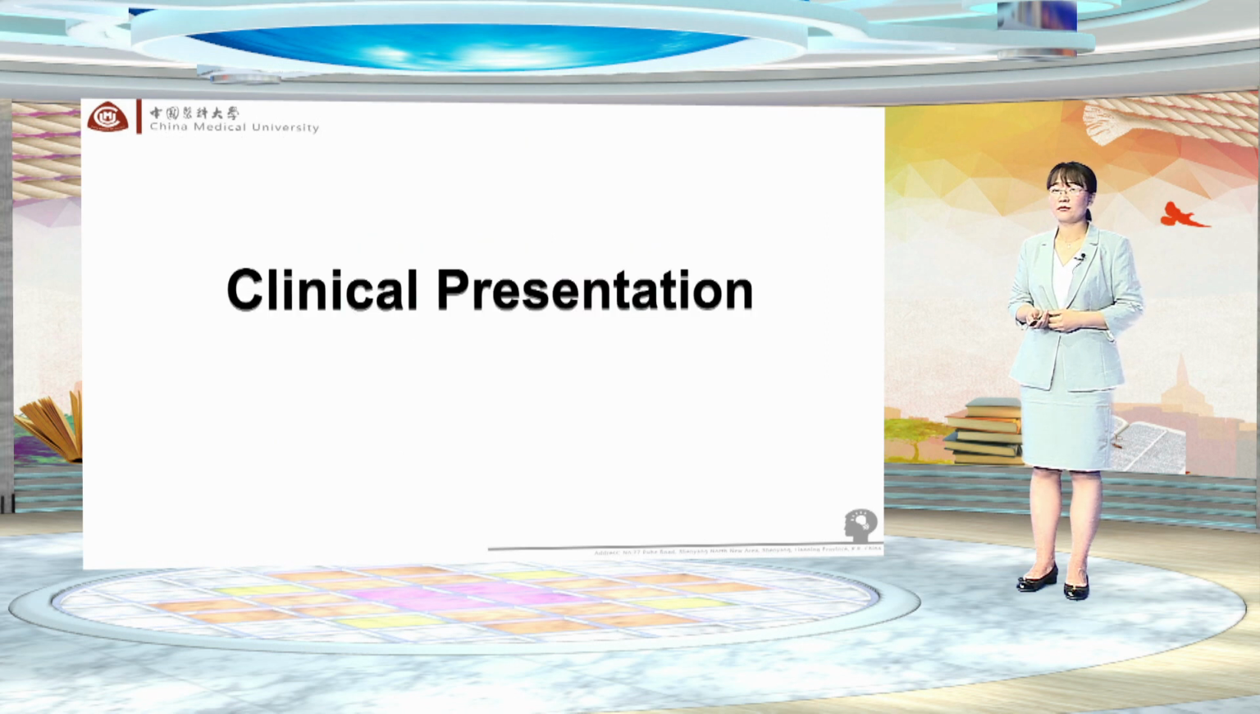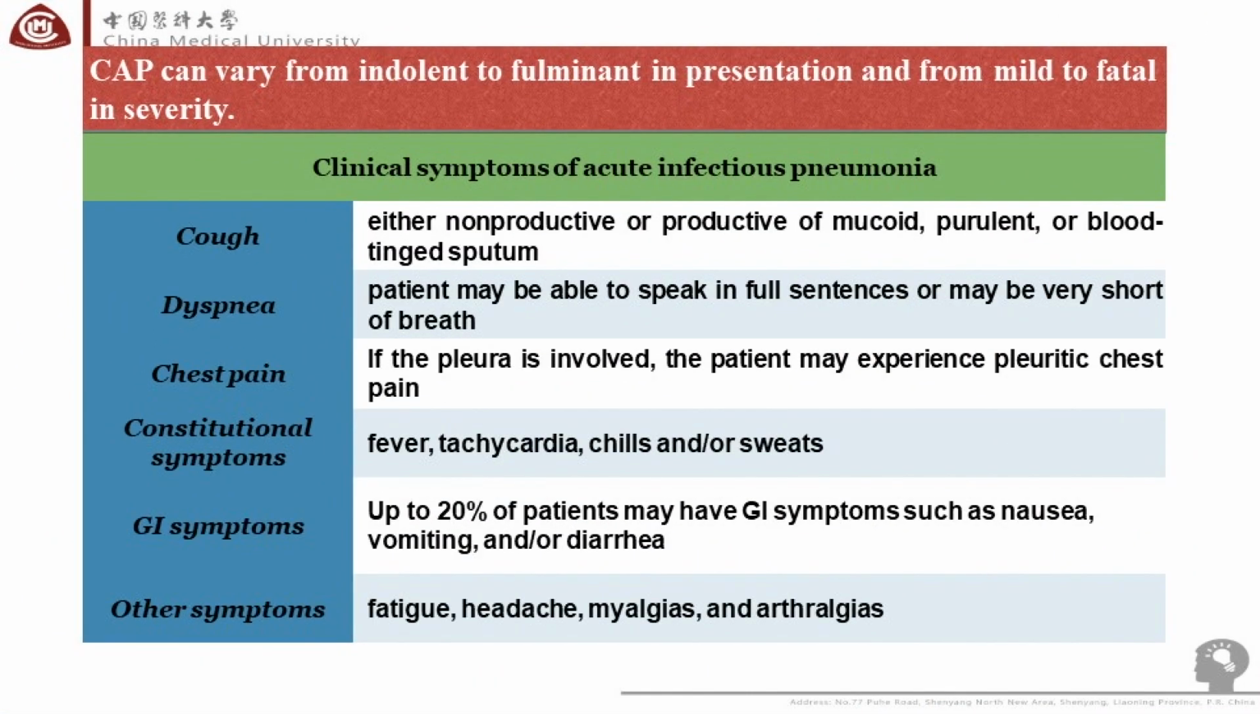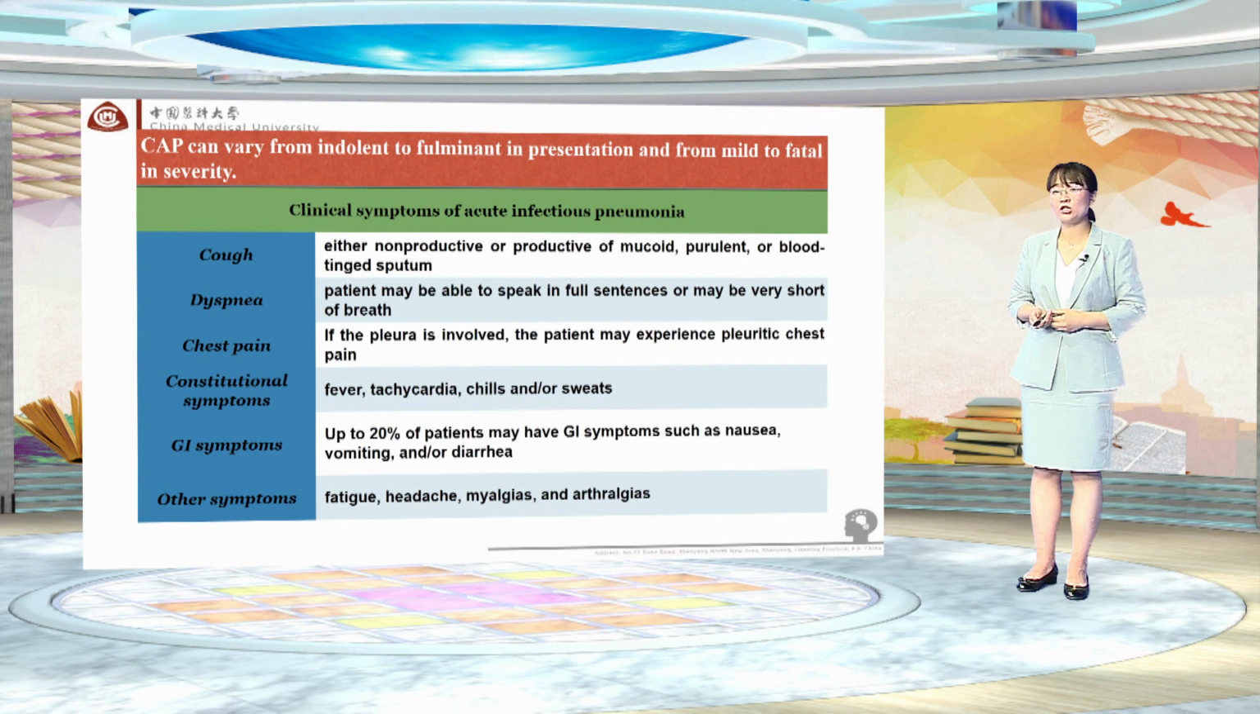So what's the clinical presentation? CAP can vary from indolent to fulminant in presentation and from mild to fatal in severity. The common symptoms include cough, dyspnea, chest pain, and fever, but they are not specific. Cough is either non-productive or productive of mucoid, purulent, or blood-tinged sputum.